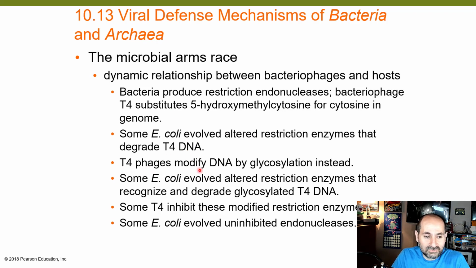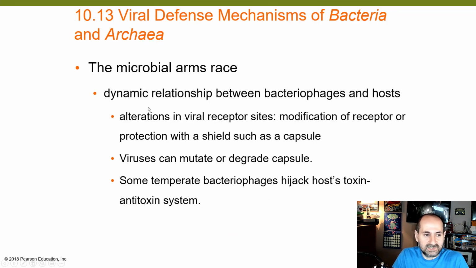So the T4 phages modified the DNA again, but this time by glycosylation and not by 5-hydroxymethylcytosine. So what did the E. coli do? Some E. coli evolved altered restriction enzymes that could recognize and degrade glycosylated T4 DNA. So what did the T4 do? Some T4 inhibit these modified restriction enzymes. And then the E. coli, you know, in this arms race, some E. coli evolved uninhibited endonucleases. It really is an arms race here. So again, during the arms race, dynamic relationship between bacteriophages and hosts.